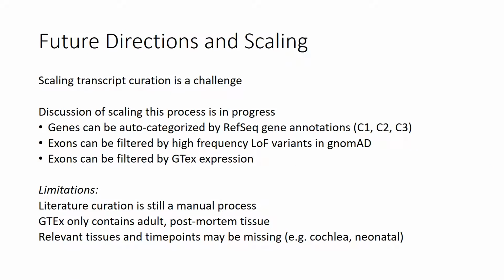Because it requires substantial manual curation, scaling transcript curation is a challenge. We have started discussions of scaling and can likely automate some parts of the process, such as auto-categorizing genes based on RefSeq transcripts and filtering out exons by using high-frequency loss-of-function variants or GTEx expression. Unfortunately, literature curation is still a manual process at this time, and we are limited by what GTEx contains as far as relevant tissues and time points.